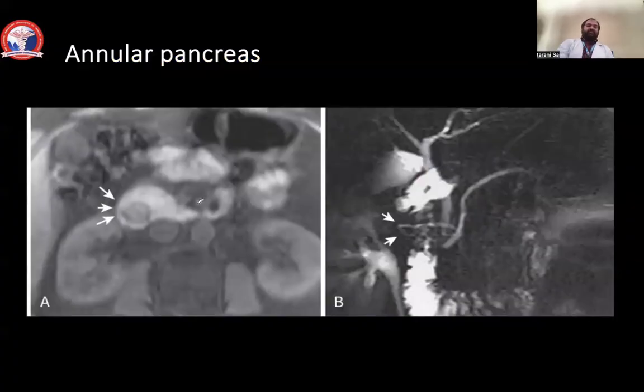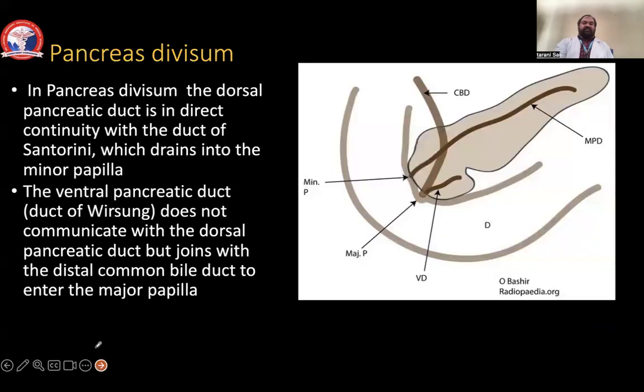These are two images showing the annular pancreas. First image, this is the MR T1 weighted image taken with oral contrast, showing pancreatic tissue completely encircling the duodenum. This is the complete annular pancreas. And the 3D MRCP image shows a filling defect noted in the duodenum. This is annular pancreas.